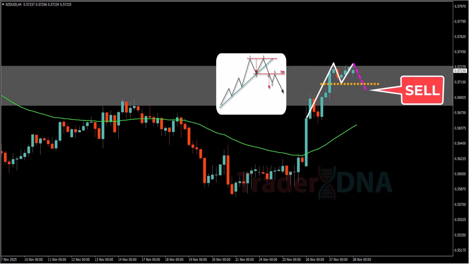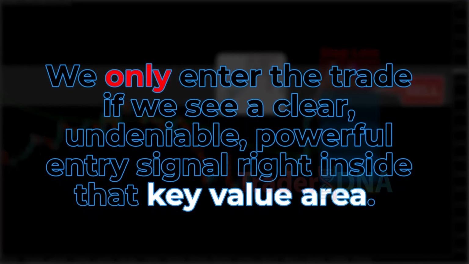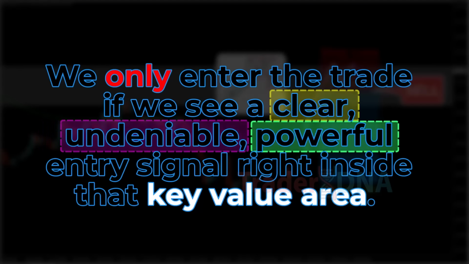We place our stop loss safely above the key value area, giving the trade room to breathe, and we aim for a target that's at least 3 times our stop loss. That's how you take high quality, high reward trades. But here's the most important part, and I want you to really hear this. We only enter the trade if we see a clear, undeniable, powerful entry signal right inside that key value area.